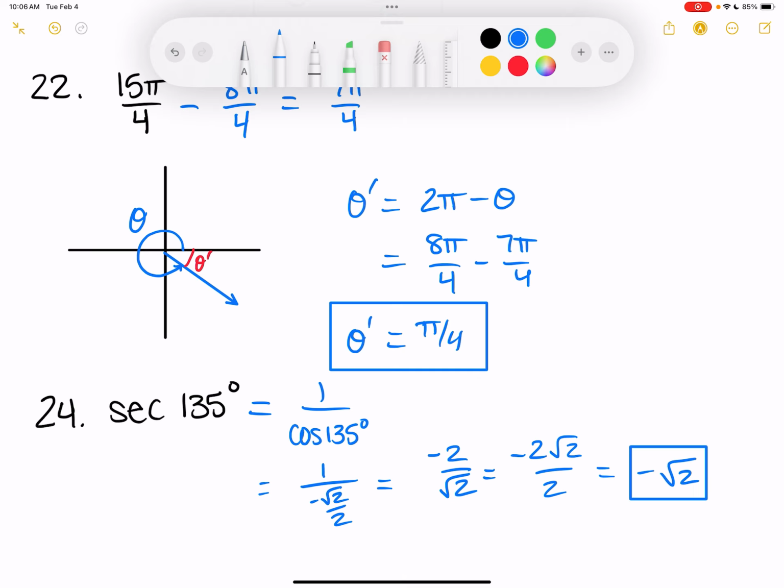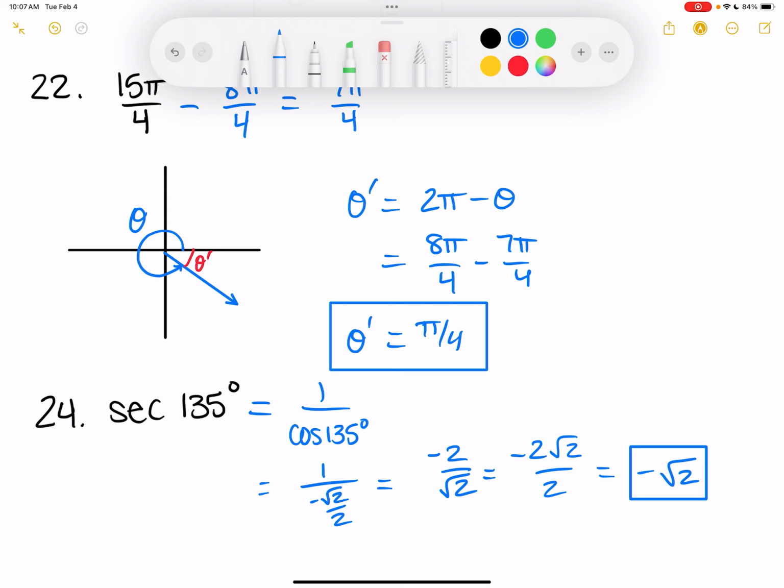How did we go from the 1 over the fraction to negative 2 over square root of 2 again? So you go to 135 on your unit circle, and you need the cosine, which is the x value. You go to that ordered pair and pick the first one because the first one is x. The first one is negative root 2 over 2. So then you put that under the 1.